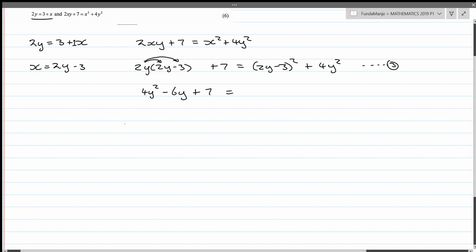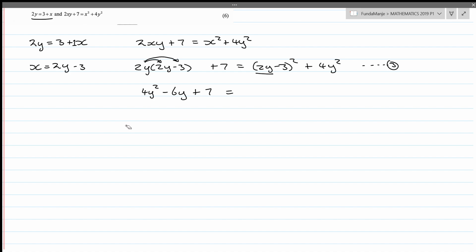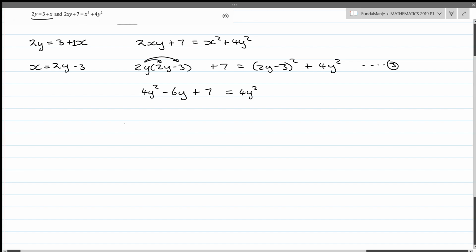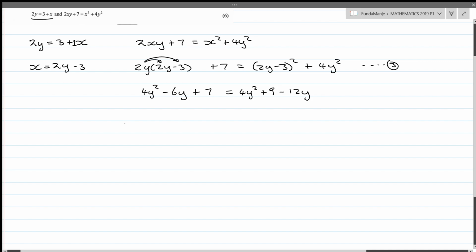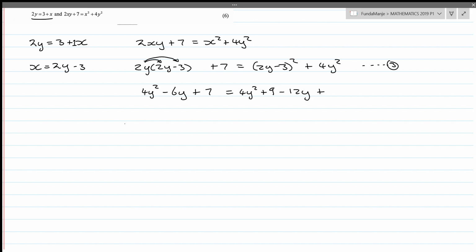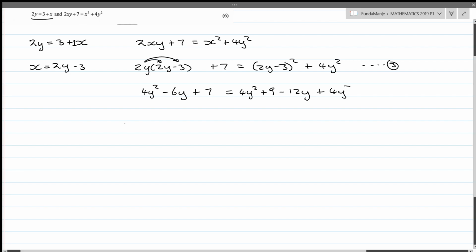over here on the previous example I expanded. Here I'll show you a method that you can use to quickly resolve this binomial issue. So what we do is we square the first number, giving us 4y squared. Then we square the second number, which gives us positive 9. Then we multiply the two numbers together and then multiply by 2. So 2y times negative 3 is negative 6y. Negative 6y times 2 is negative 12y. And that's how you use that method. Then we add the 4y squared.